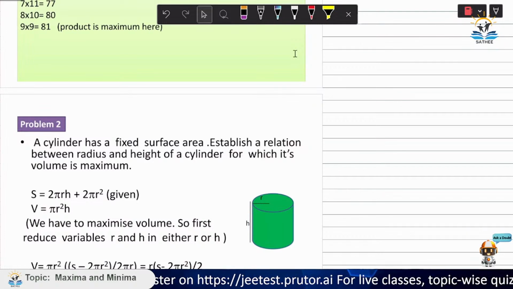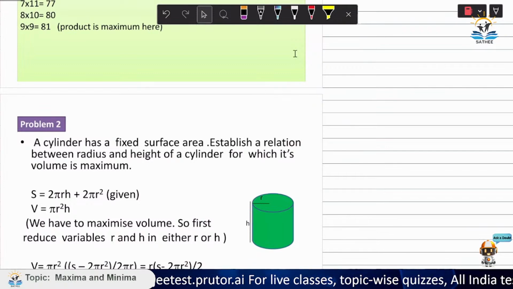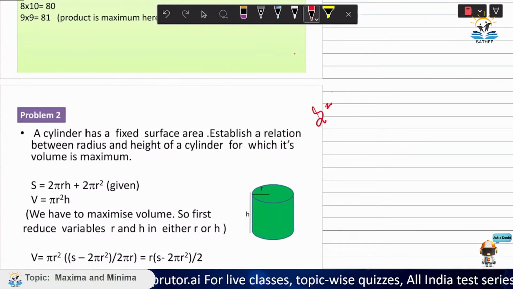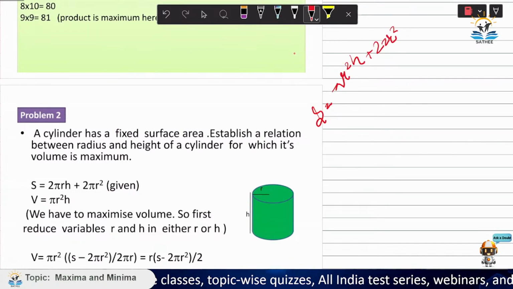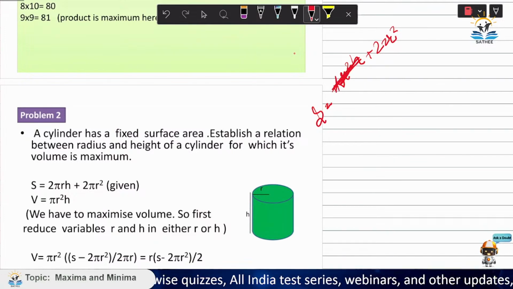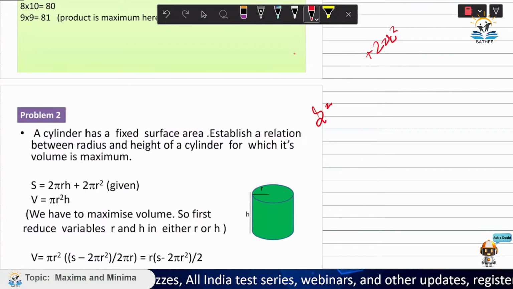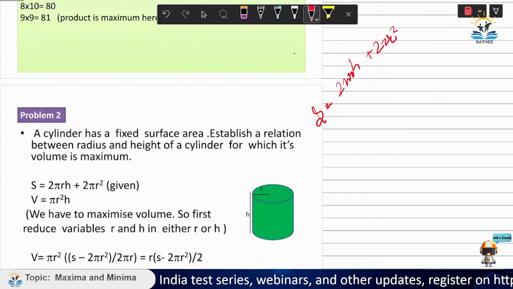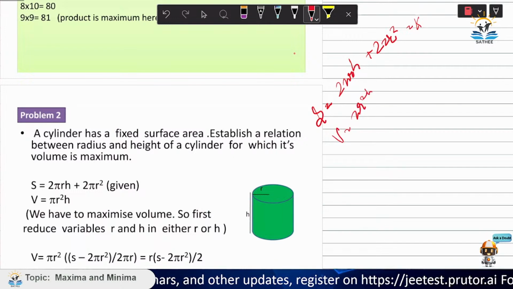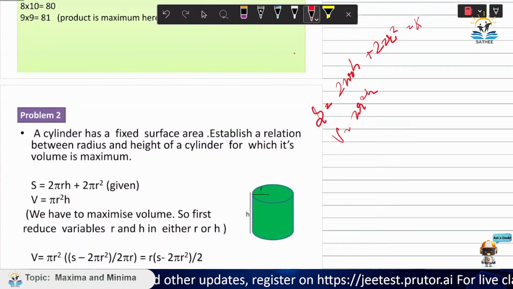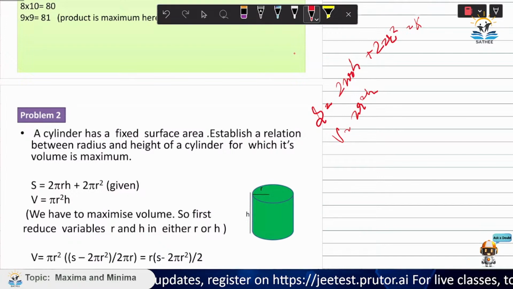Okay. So what is given to us? Surface area is constant. So we'll take the complete surface area. What is the surface area here? Pi r square h plus 2 pi r square? No, this is not the area, this is the volume, guys. The surface area is 2 pi r h plus 2 pi r square, and this is constant. So we'll put it equal to K. And the volume is pi r square h.